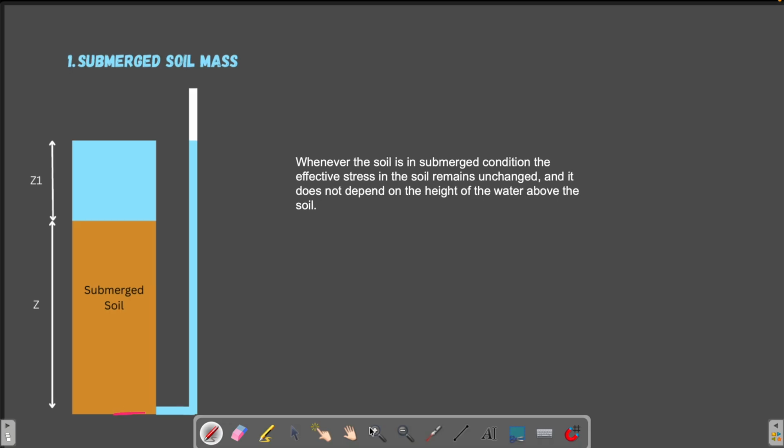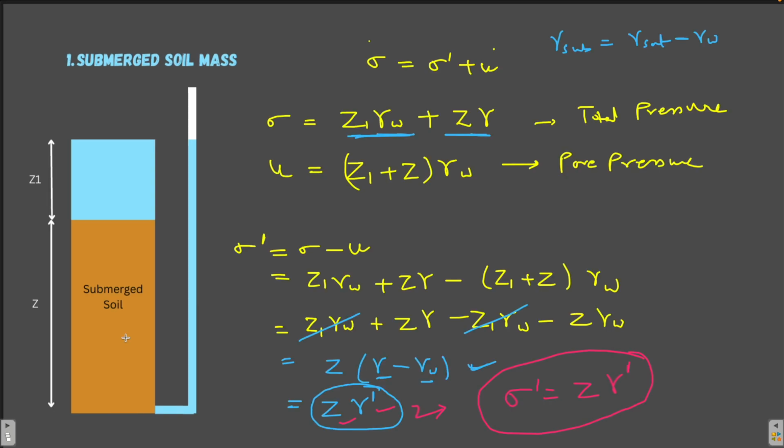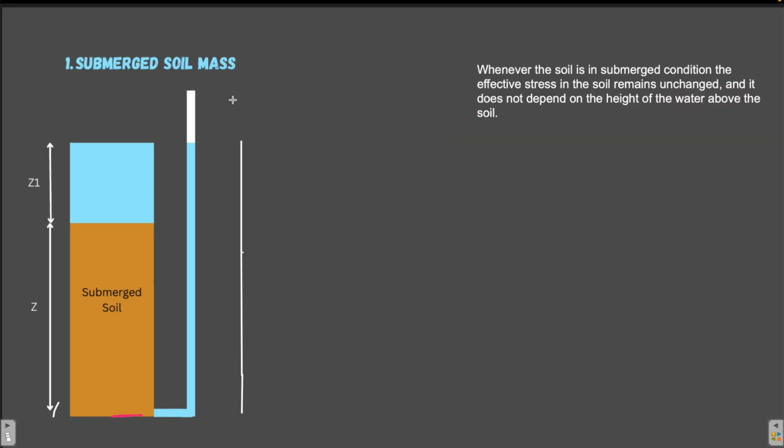Now let's move ahead. There is another important aspect of this. I want to teach you how to draw the stress diagram. So for the stress diagram, let me first draw a line. So we are going to draw the stress diagram for this soil mass. Now you see that total stress is what? Total stress is Z1 into gamma W plus Z into gamma. Now we are going to first draw the total stress. So total stress is how much? Z1 into gamma W plus Z into gamma of the soil, right?